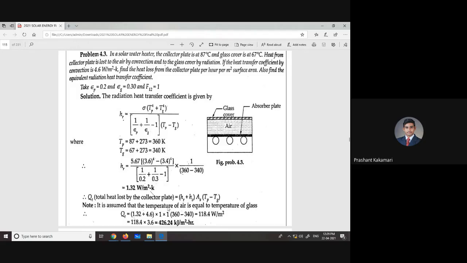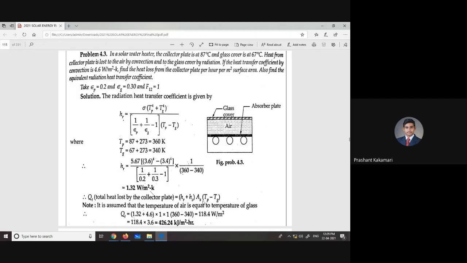Then for the overall loss from the plate, we are losing the energy by both convection and radiation. So the radiation heat transfer coefficient and the convective heat transfer coefficient, hR plus hC. Area is common for both, so the area of the surface, or the area of the cover plate. As I told, the cover plate area will be high and the absorber plate area will be less, but in general, we can consider both areas are the same.